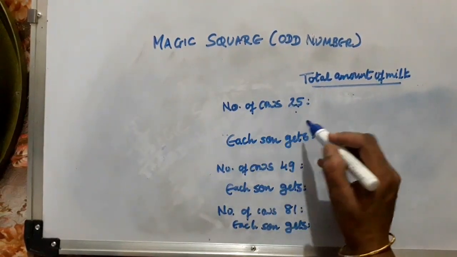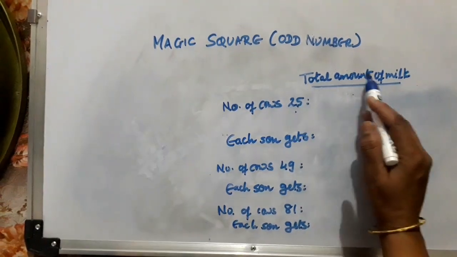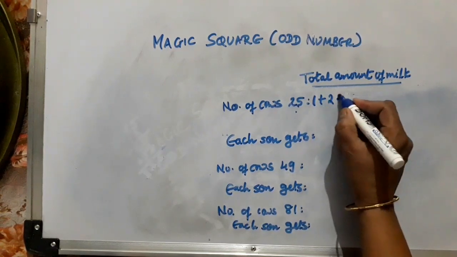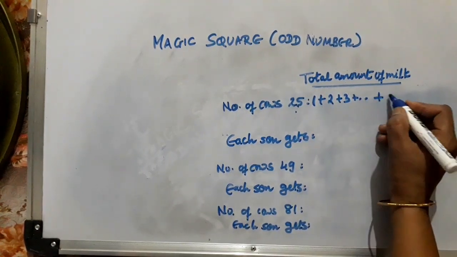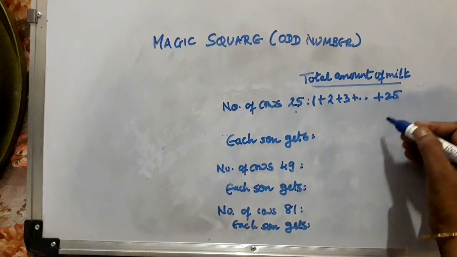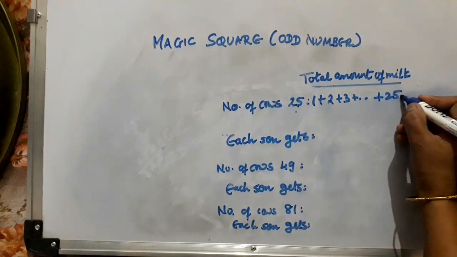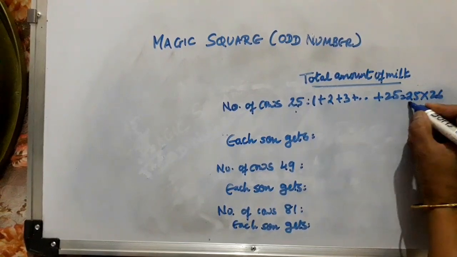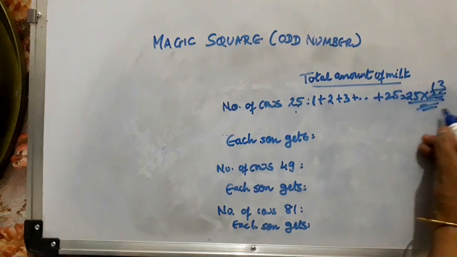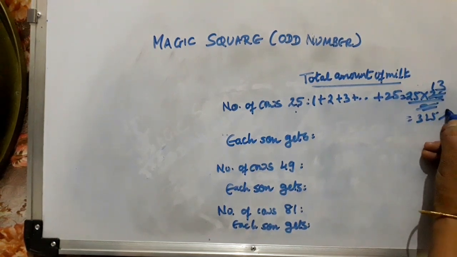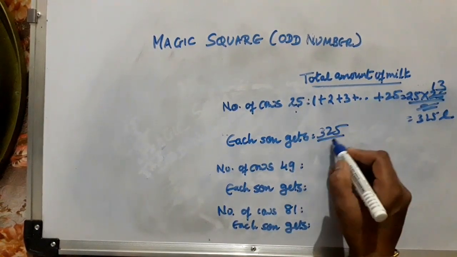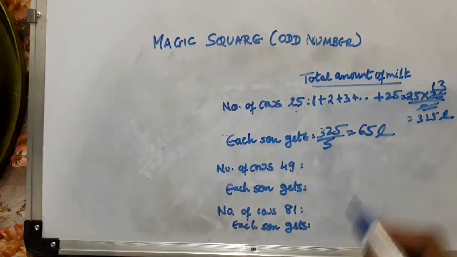If the number of cows is 25, then what is the total amount of milk? That is, you need to add the numbers from 1 to 25: 1, 2, 3, 4, and so on up to 25. So the sum of n natural numbers, the formula is n into n plus 1 upon 2. So here you have 25 into 26 upon 2. So here you have 25 into 13, that comes to 325 liters. So each son should get 325 upon 5, that is 65 liters of milk.